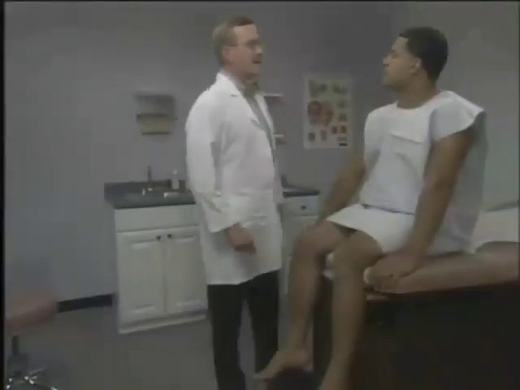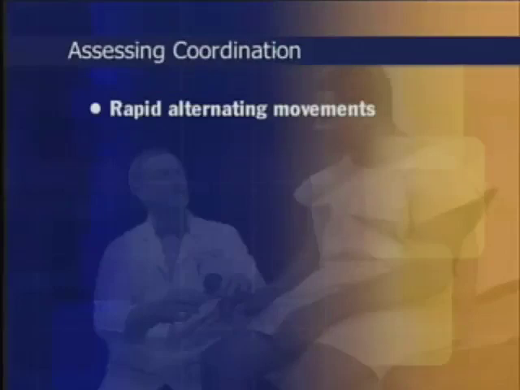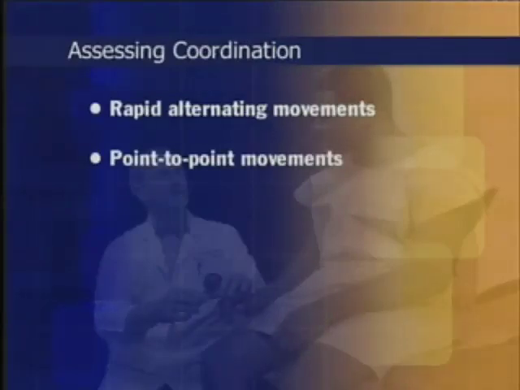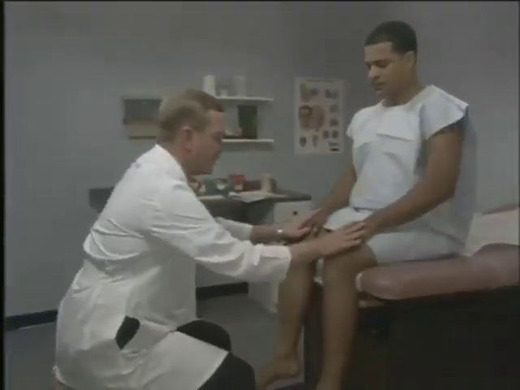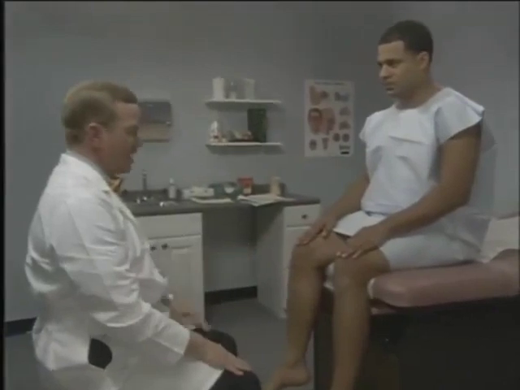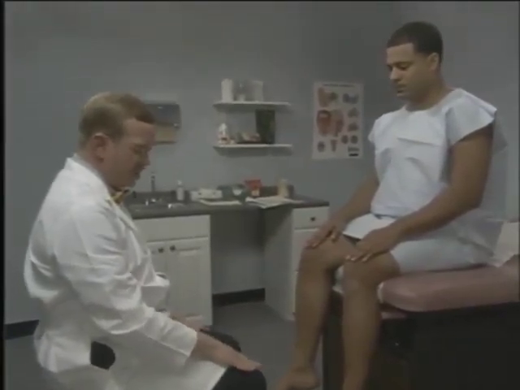To assess coordination, you'll evaluate rapid alternating movements and point-to-point movements. Begin by showing the seated patient how to move his hands so you can assess rapid alternating movement of the arms. I want you to do it like this.